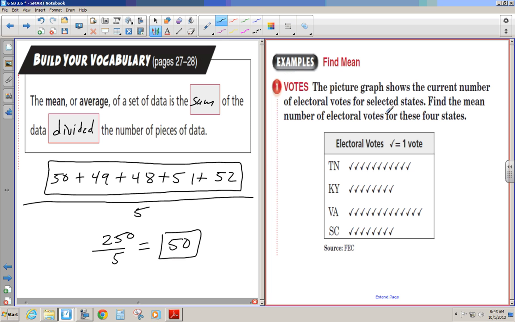Here is a picture graph which shows the current number of electoral votes for selected states. Find the mean number of electoral votes for these 4 states. So please note the key, 1 vote is 1 check. If you think you can find the mean of this data, please pause the video and try to find the mean number of electoral votes for these 4 states. Go ahead and pause it and unpause it, and you can check how you did.